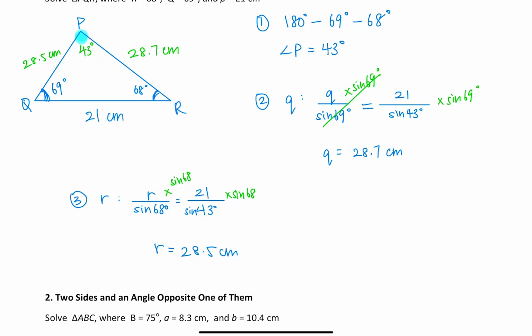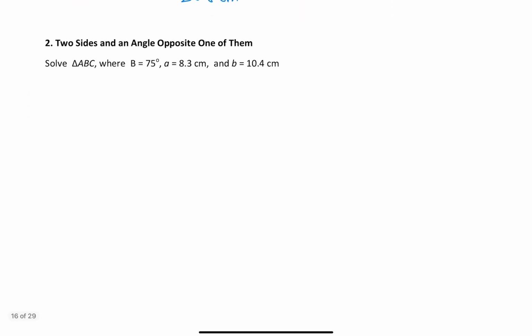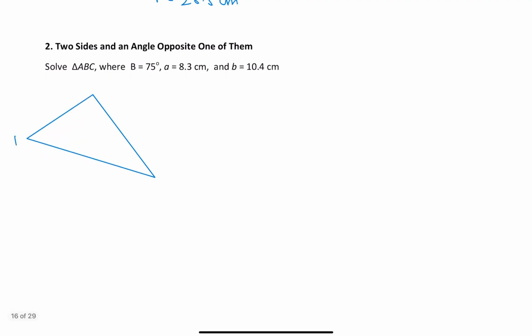Okay, so you want to get comfortable with using the sine law and how to set it up. And we'll look at another example where we have two sides and an angle opposite one of them. So we're asked to solve triangle ABC. So let's again draw a triangle. It doesn't really matter what shape it is or which sides you label A, B, C, but it does matter how we label the angles and the side lengths.